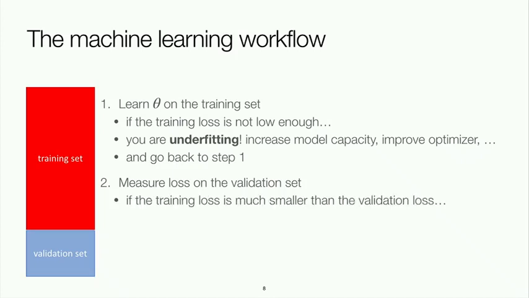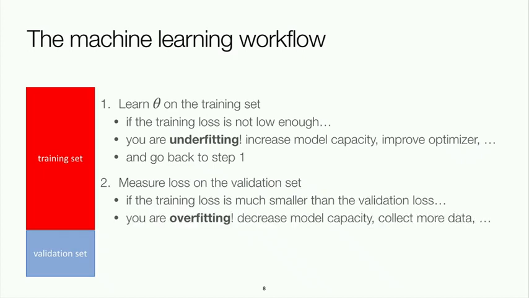If my training loss is much smaller than my validation loss, so if my empirical risk is much lower than my true risk, or an estimate of my true risk at least, then what's going on here? Am I underfitting? Am I overfitting? We're overfitting here, right? The true risk is much higher than the empirical risk. That means I'm overfitting. And what do I need to do?